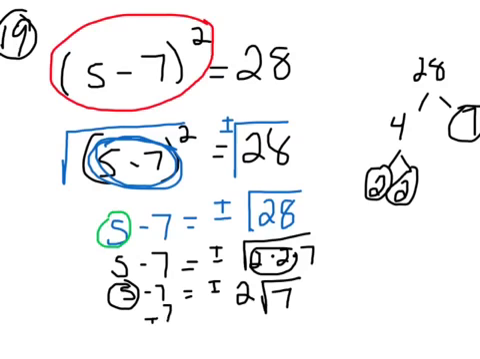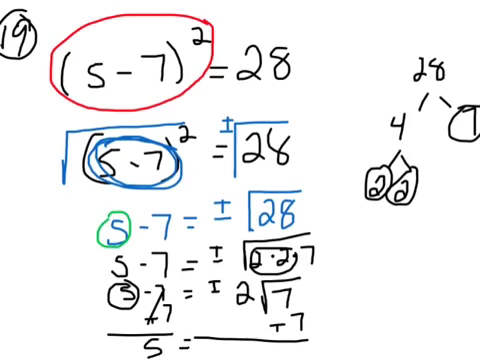Let me add 7 to each side. Now, I cannot combine that 7 with the radical, because you can only combine radicals. If I had 2 square root of 7 plus 3 square root of 7, I could say that's 5 square root of 7. But you can only add radicals together if they're the same exact thing underneath the square root sign. So this one, you have 2 answers.